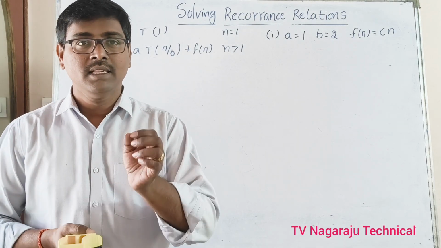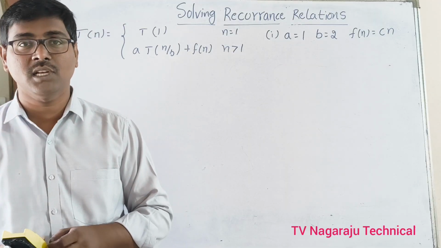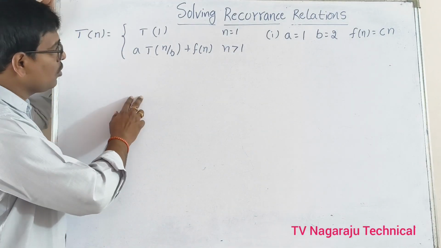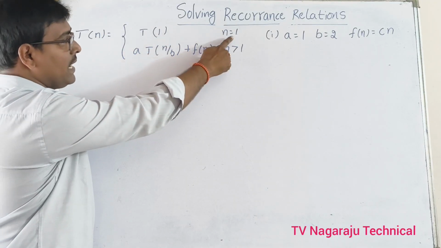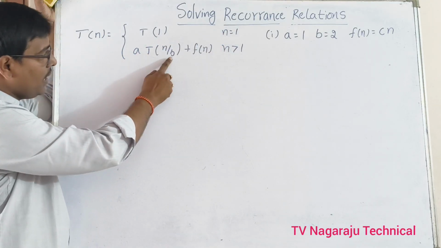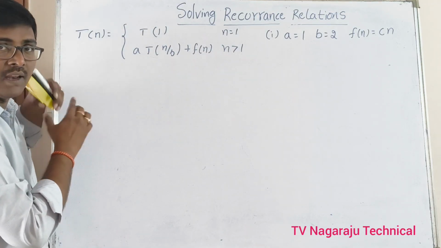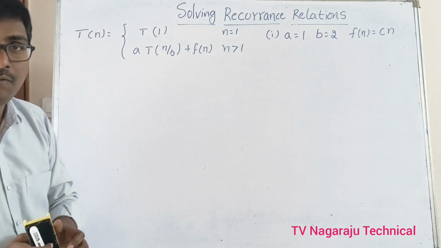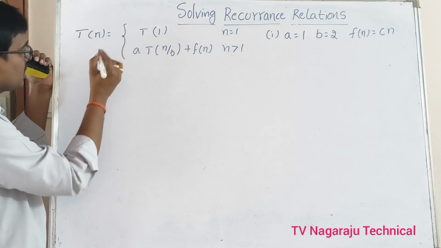Welcome to our channel. In this session, we will discuss one more example of solving a recurrence relation by using the substitution method. The question is given like this: T(n) = T(1) if n = 1, and a·T(n/b) + f(n) if n > 1, and they have given the values of a, b and f(n). Based on the values, we need to substitute.